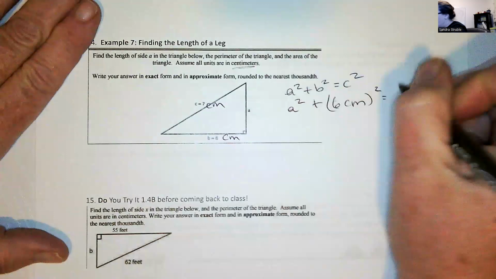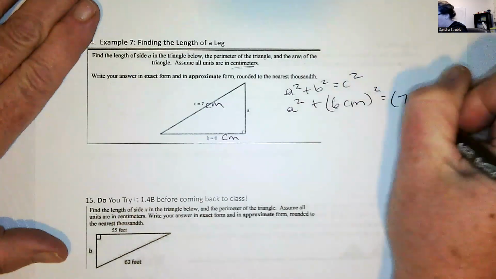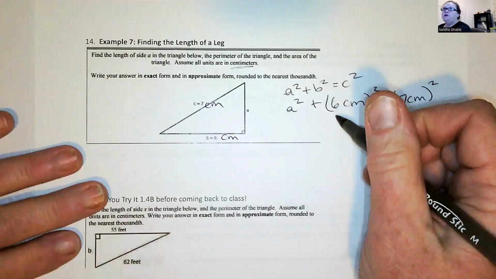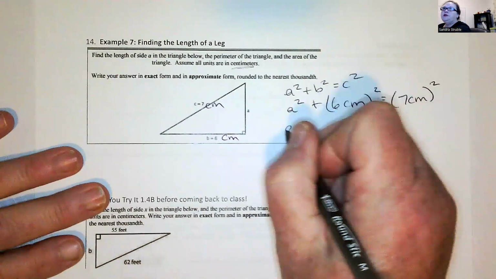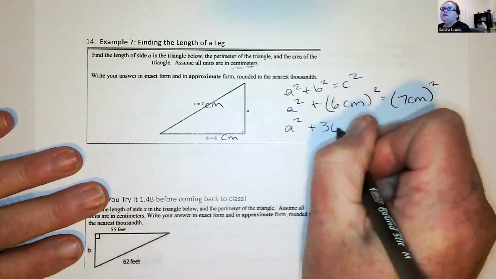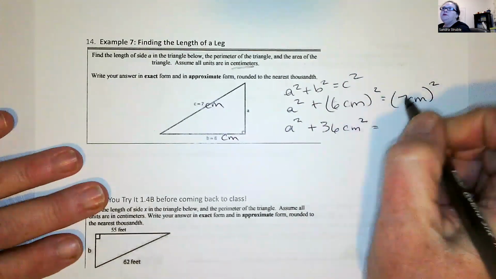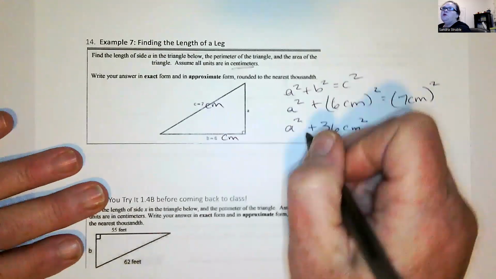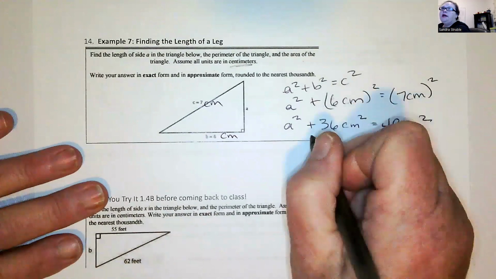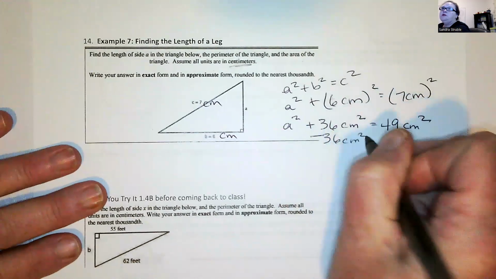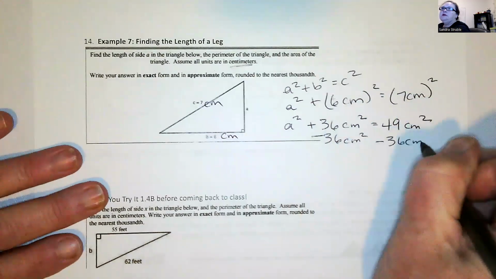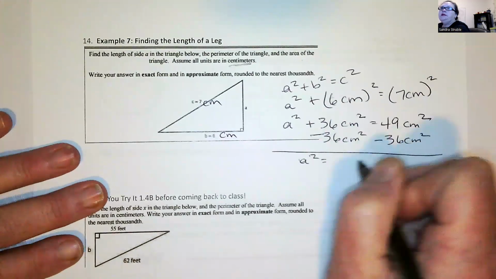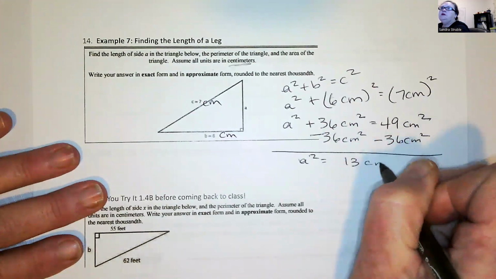Okay, so 6 centimeters squared is equal to the hypotenuse, which is 7 centimeters, and we're going to square that. So in your calculator, 6 caret 2 is 36 centimeters squared, is equal to 7 squared is 49 centimeters squared. We're going to solve for A. So we're going to just isolate A by getting rid of this 36 centimeters squared, subtract it from both sides. So we get A squared is equal to 13 centimeters squared.